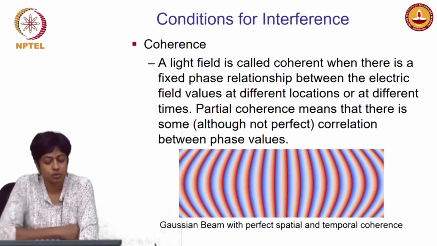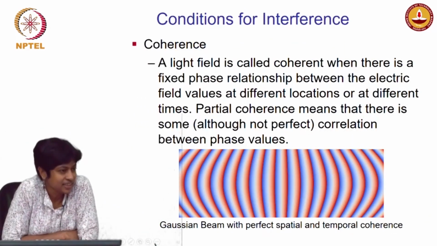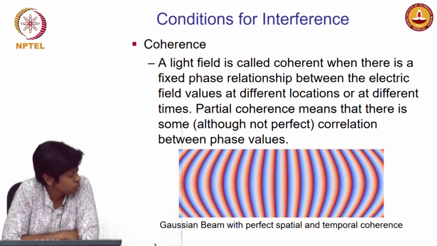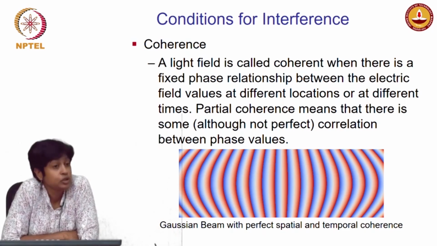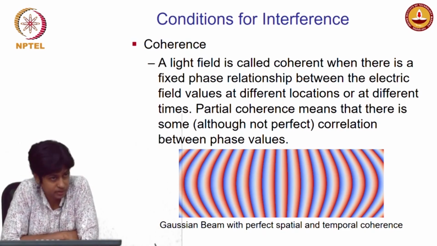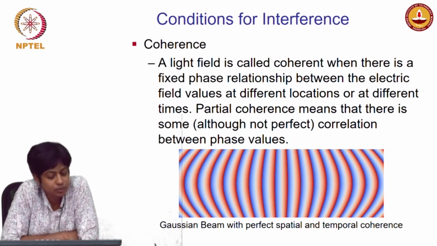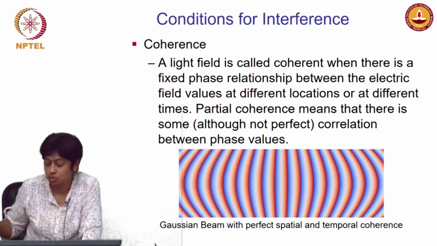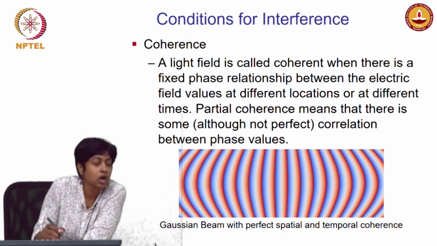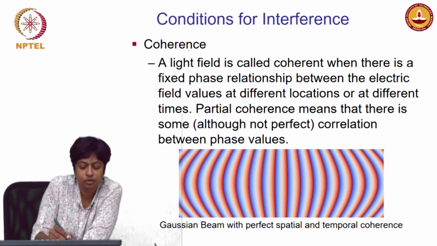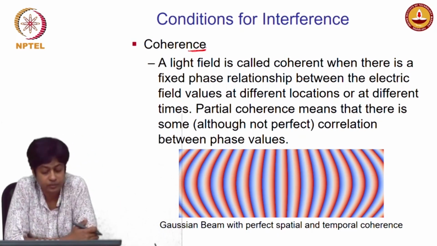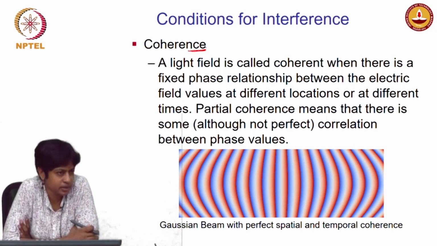Okay. So, in order to see interference, some conditions have to be met. We do see these patterns often, but you don't see these patterns always. One important condition that has to be met is that the light that is interfering has to be coherent. Okay? So, you are not going to see interference if you do not have coherence. So, what do we mean by coherence?